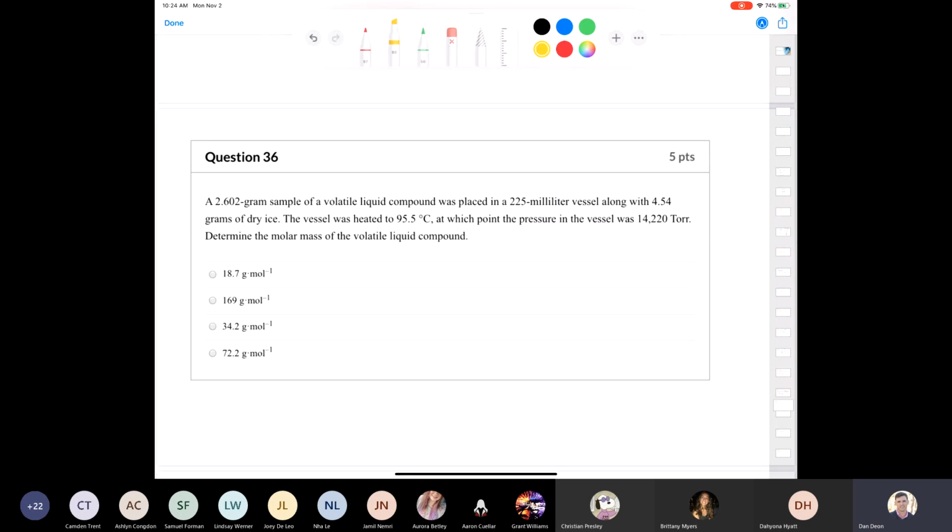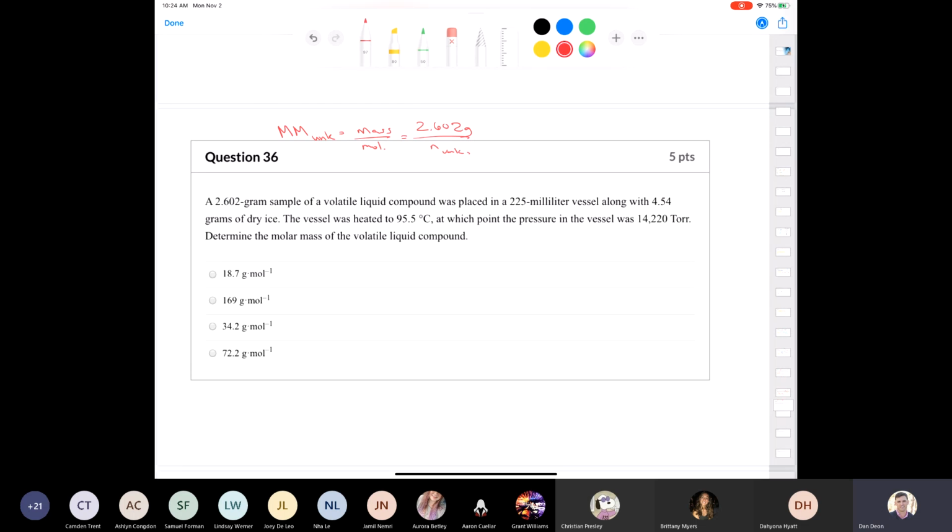Well, what we need to determine are the number of moles of that compound, right? Because we know that the molar mass of this unknown volatile liquid, so maybe I'll put it here, we'll just call it the unknown, is going to be equal to the mass divided by the number of moles, right? It's going to be equal to 2.602 grams divided by the number of moles of that unknown.